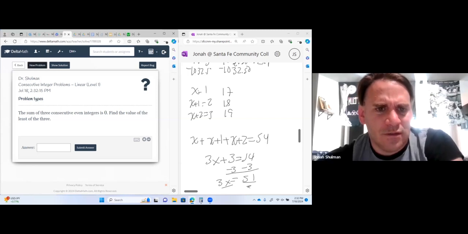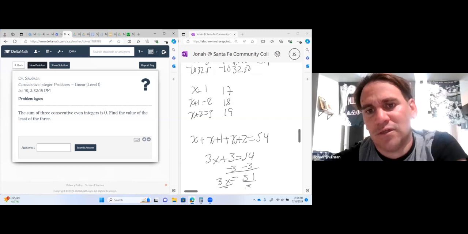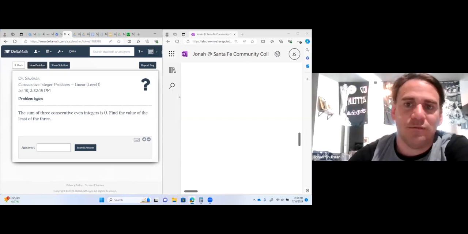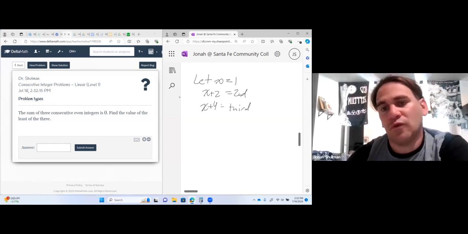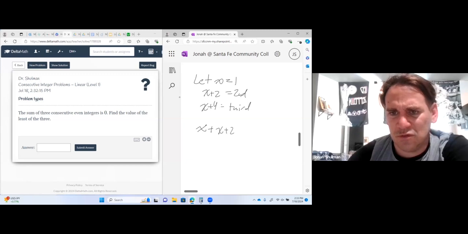What? This one's weird because it's 0. I'll do this one. If it was even, it'd be x, x plus 2 and x plus 4. But whatever, let's try this one. Oh, here it is, even. Okay, so here we go. So let x equal the first, x plus 2 is the second, and x plus 4 is the third. Because 0, 2, 4, 6, 8, but their sum is 0, so I believe they have to be negative. x plus x plus 2 plus x plus 4 is 0.